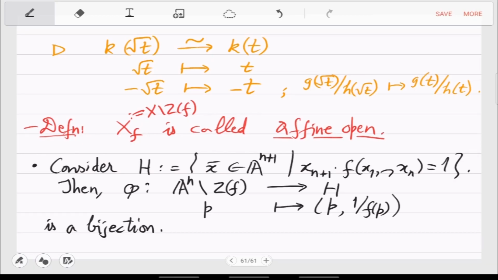What is its coordinate ring? That you can see by the definition itself: the coordinate ring of H is simply the n+1 variate polynomial ring modulo the defining system.